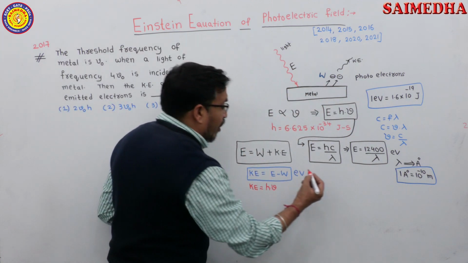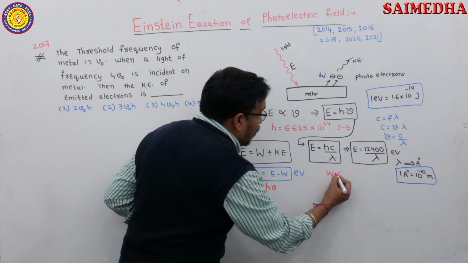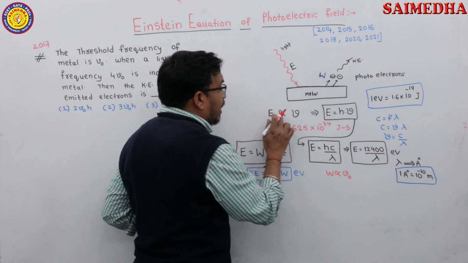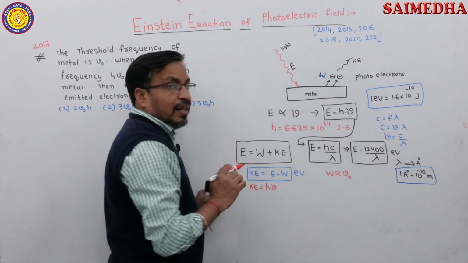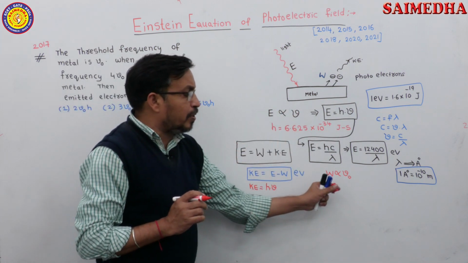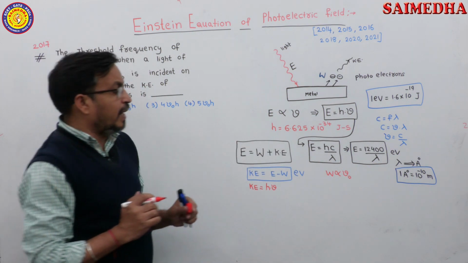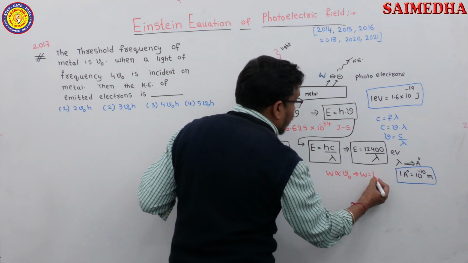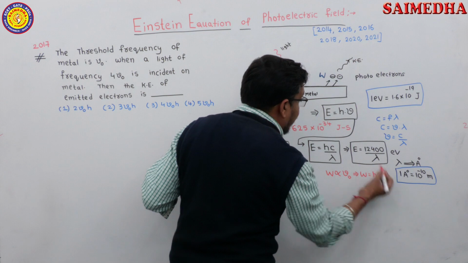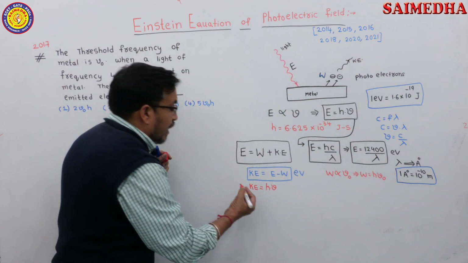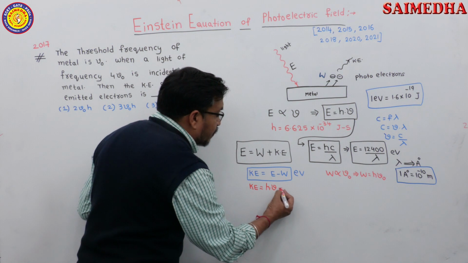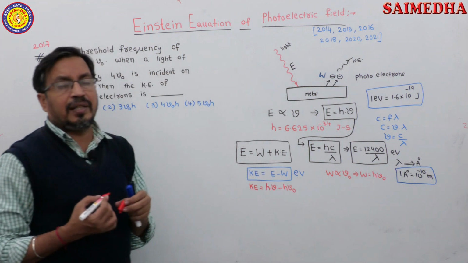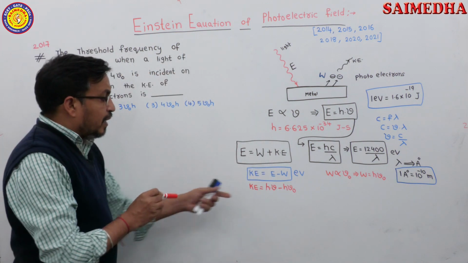Here the work function W is directly proportional to the threshold frequency V0. The energy of incident light is directly proportional to the incident light frequency. Same thing, the work function is directly proportional to the threshold frequency. So W equals h into V0. So kinetic energy equals h into V minus h into V0.